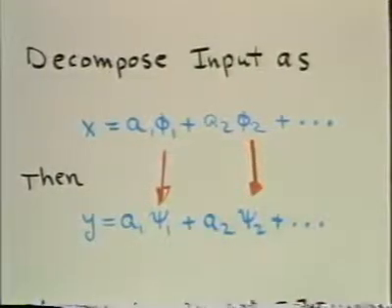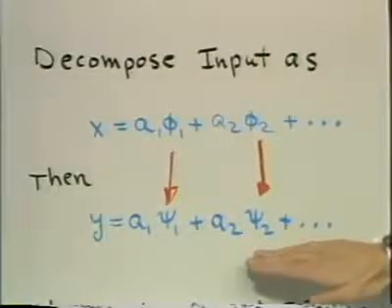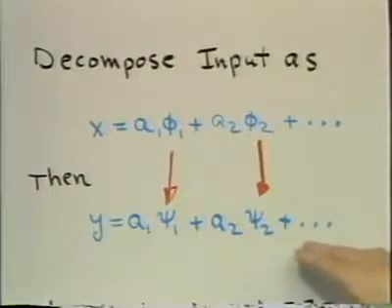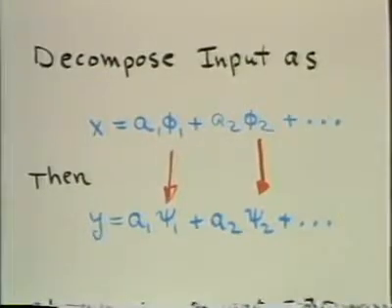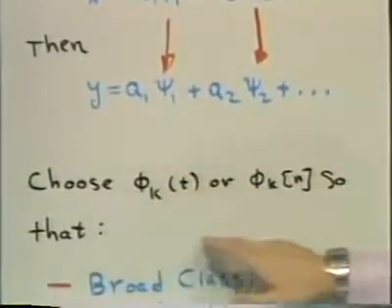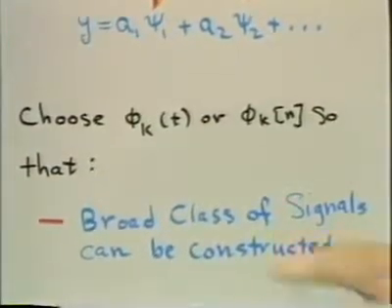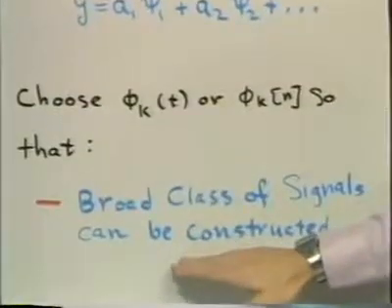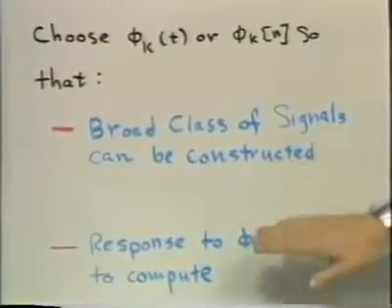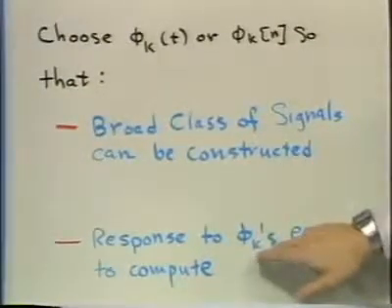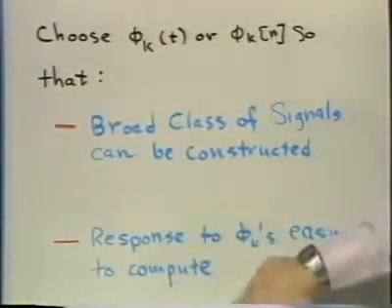So basically what we attempted to do was decompose the input and then reconstruct the output through a linear combination of the outputs to those basic inputs. We then focused on the notion of choosing the basic inputs with two criteria in mind. One was to choose them so that a broad class of signals could be constructed out of those basic inputs. And the second was to choose the basic inputs so that the response to those was easy to compute.